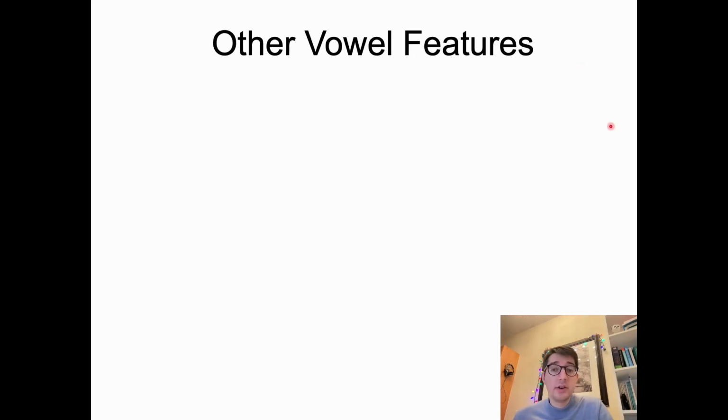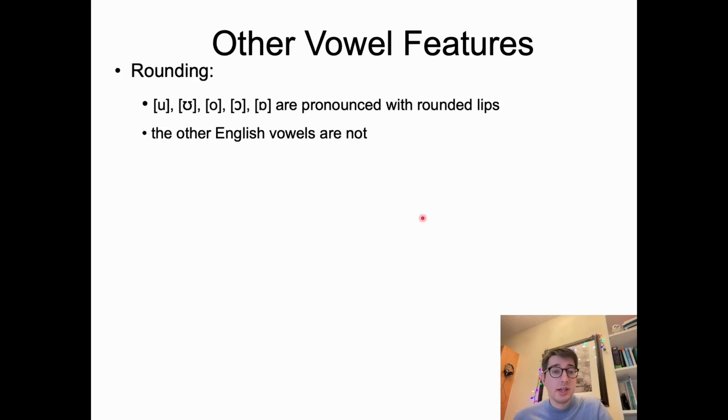So there are other vowel features as we talked about. For example, there is rounding. In English, rounded vowels are U, O, A, and they are produced with rounded lips. The other English vowels are not really rounded.